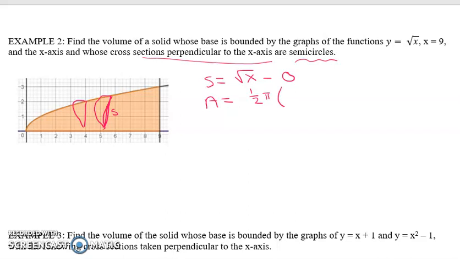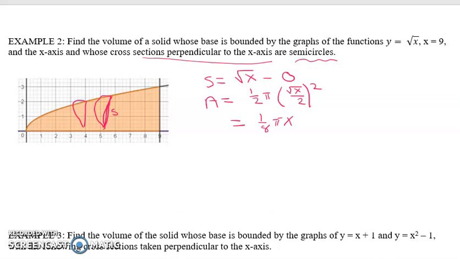Then we had our s, which is square root of x here, divided by 2, and that is all being squared. If we want to clean this up, if you square the square root of x, you get x. If you square 2, you get 4. That 2, the 1/2 here, the 2, and the 4 that became from 2 squared gives us 1/8 pi, and then when we squared that square root, we just got x.